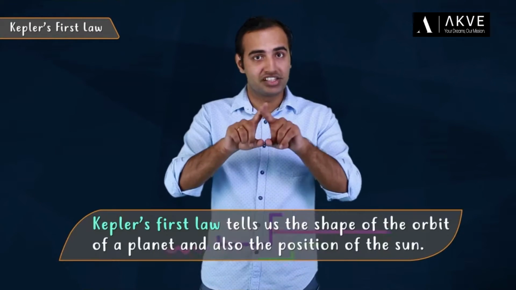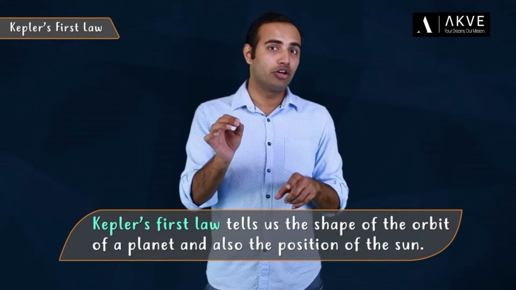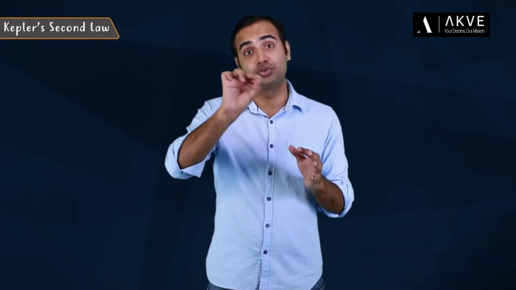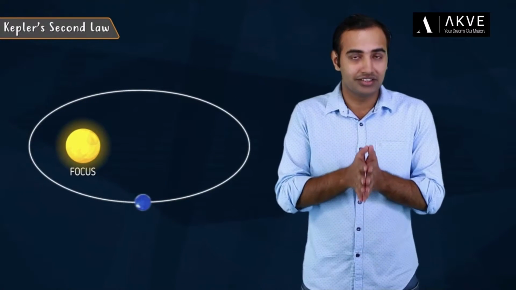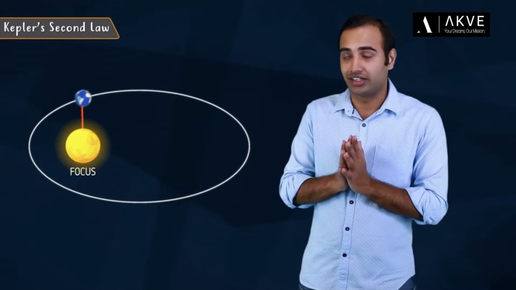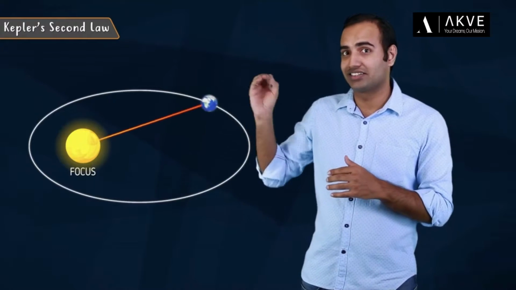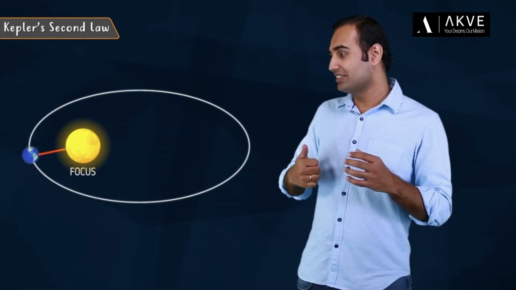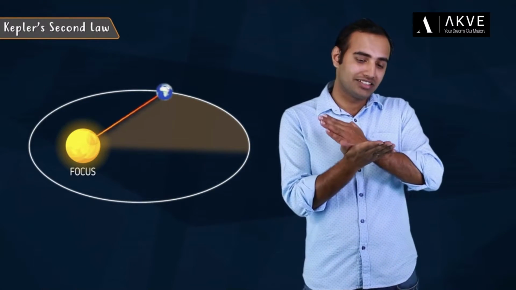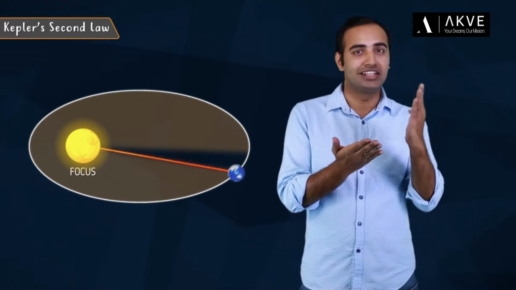So guys, the first law essentially tells us the shape of the orbit of a planet and also the position of the sun. But the second law describes how a planet moves in its own orbit, whether it moves at a constant speed or at a variable speed. Now, to understand the second law, we need to draw a line joining the planet and the sun. As a planet goes around in its orbit, you can see that this straight line traces a certain amount of area within the ellipse.